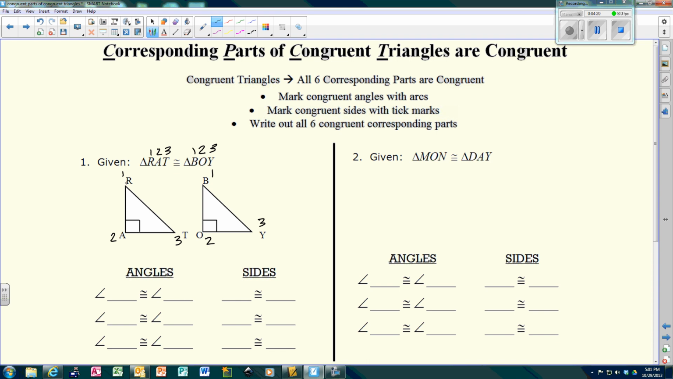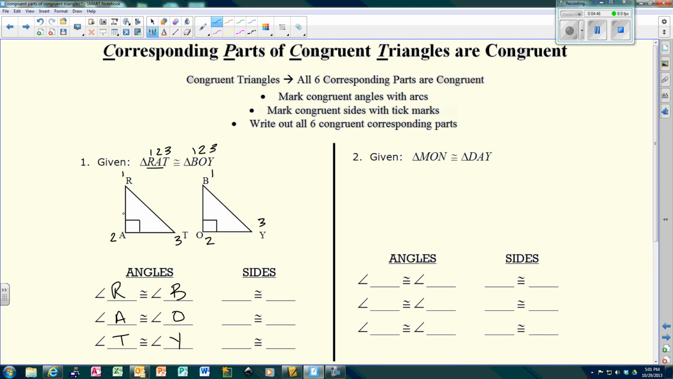If angle R is 1, then angle B is congruent because it's also a 1. Angle A is congruent to angle O. Angle T is congruent to angle Y. Okay, this will make a whole lot more sense when the triangles are overlapping, and you'll see what I mean in a minute.